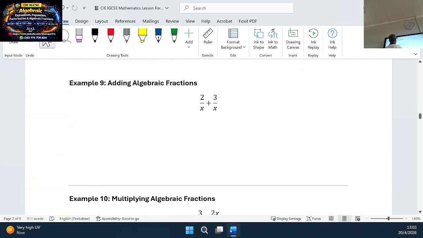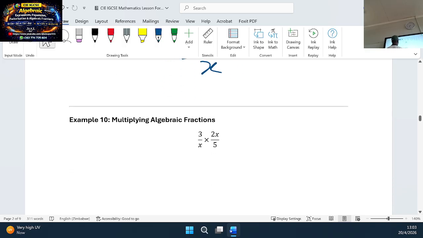Then number 9, we want to add algebraic fractions. So we need a common denominator or LCM of the denominators. They're identical, so it's going to be basically x. So what do we do? We just add the numerators. So it's 2 plus 3 gives us 5 over x.